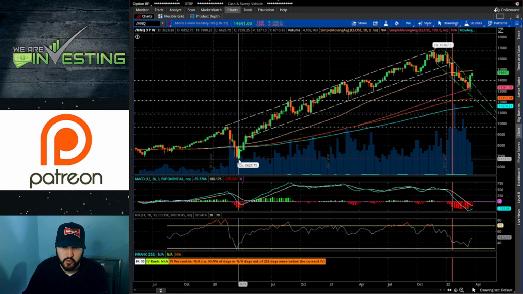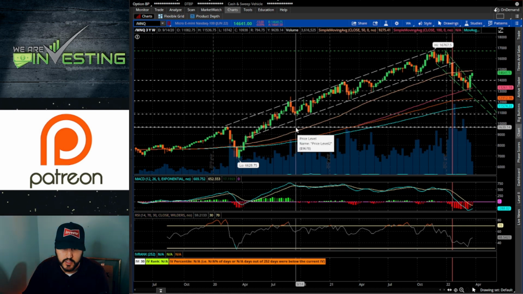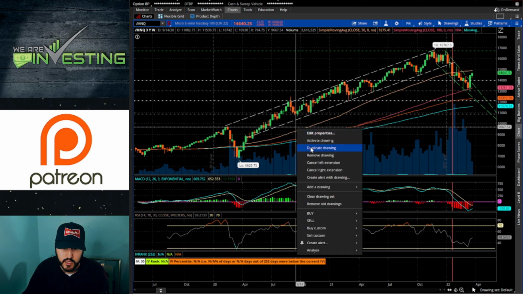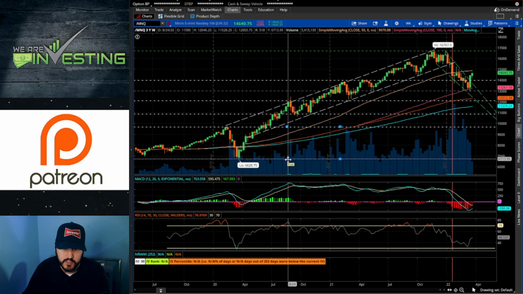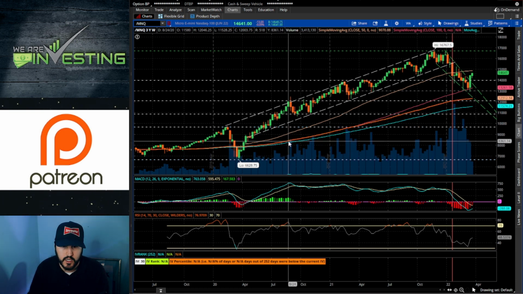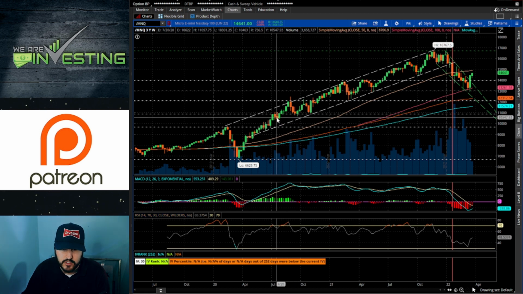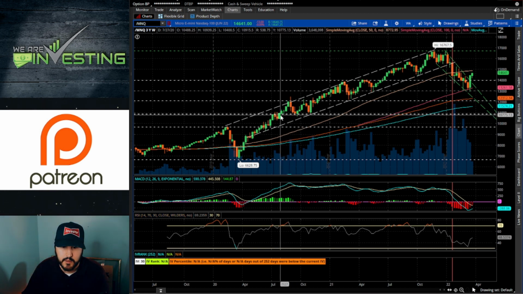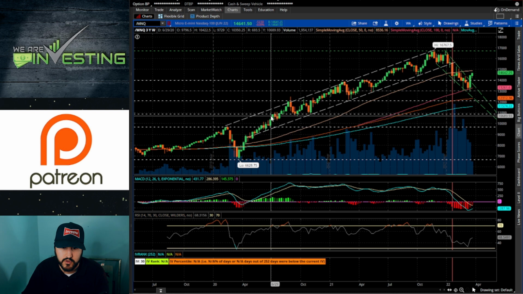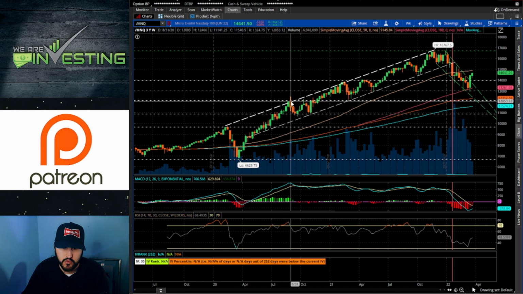There's also a support here, but I don't have it drawn. Let's actually add it. So we're going to duplicate this drawing and then move it down. So that is a support line. We also have a support slash resistance. The stock bounced multiple times at this level. It was a resistance. It broke through it.